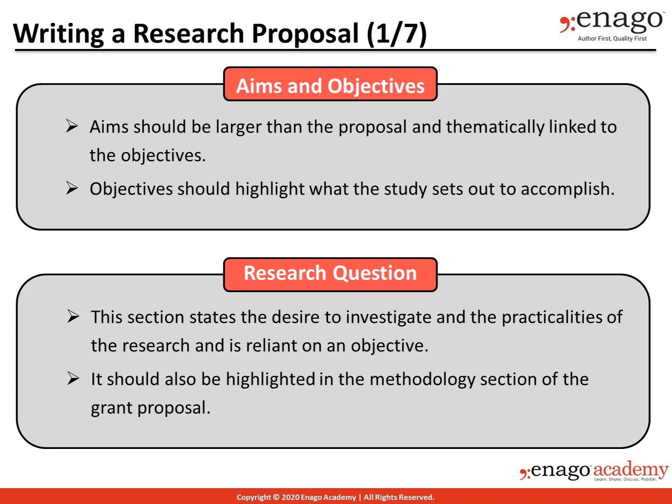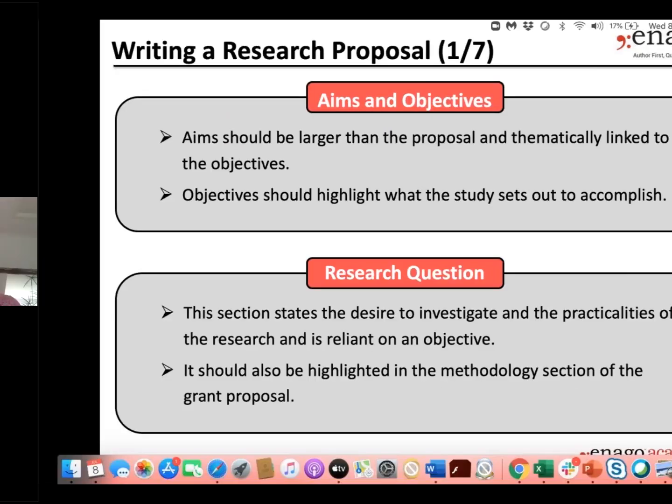And similarly, the research question states very simply what you want to investigate, what the practicalities are, what's actually going to be happening. So, writing your research proposal, aims should be larger than objectives, that we've covered. And with the research question, the clearer you can be, and logical as well, the better. So show what it is that you're looking to investigate, why it's important, and also what the methodology is going to be. It would be a good idea to think about how that frames within your own discipline and what your funder might be looking for.